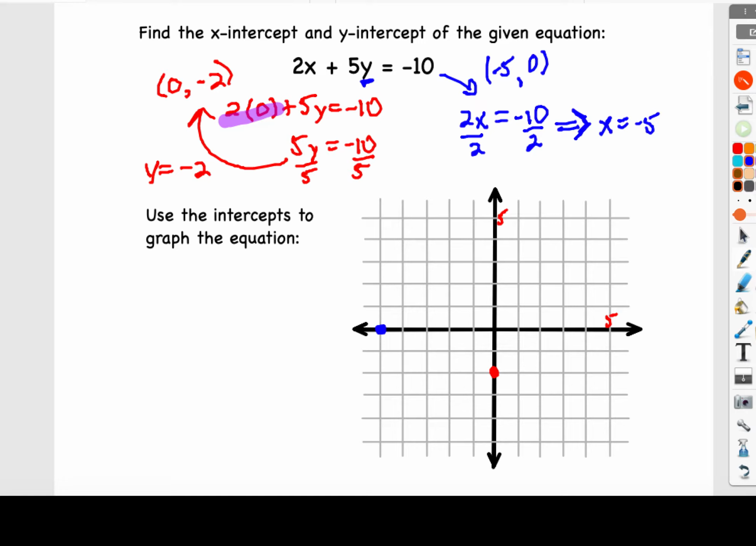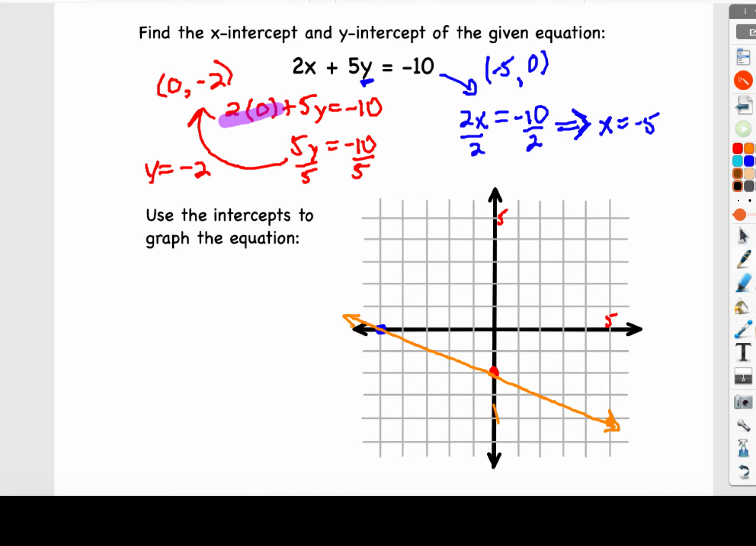And then all we have to do, very simply, is connect those dots. But again, the more points we have, the easier that might be. So notice from the blue dot to the red dot, I would go down 2, right 5. Well, why not go down another 2, right another 5, and end up graphing our line right about there. Again, it's a quick and simple way. 2 points makes a line.